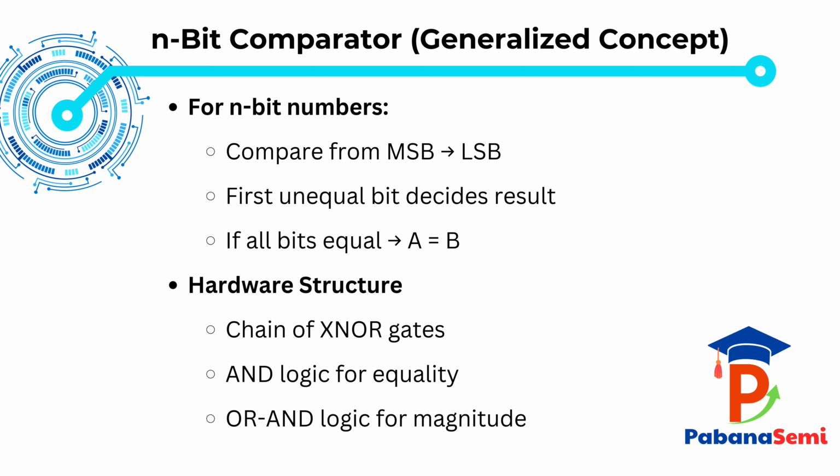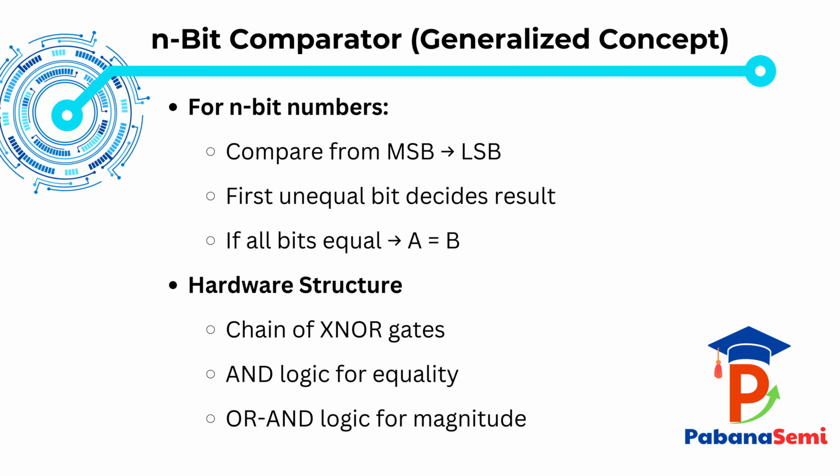If at that first mismatch, A's bit is 1 and B's bit is 0, then A is greater. If A's bit is 0 and B's bit is 1, then A is smaller. And if every bit matches all the way to the LSB, then A equals B.